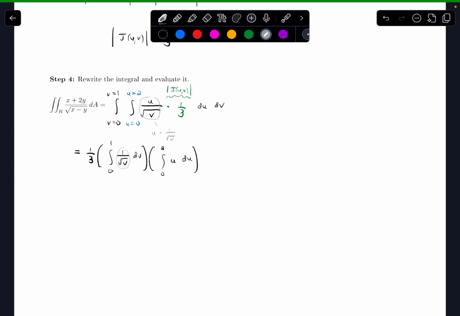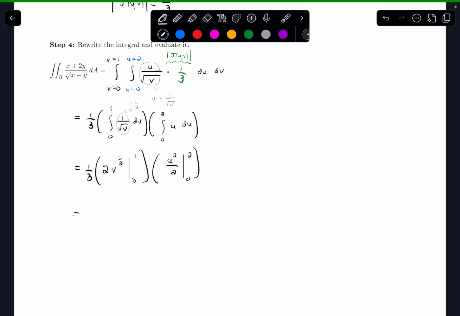1/√v, well, that simplifies to v to the negative 1/2. So now I can do that antiderivative. We've got the 1/3 in front. So I add 1 to the power, I get v to the positive 1/2. I would divide by 1/2, but that's the same as multiplying by 2. And then I plug in the 0 and the 1. The antiderivative of u is u squared over 2. And then I'd plug in the 0 and the 2.